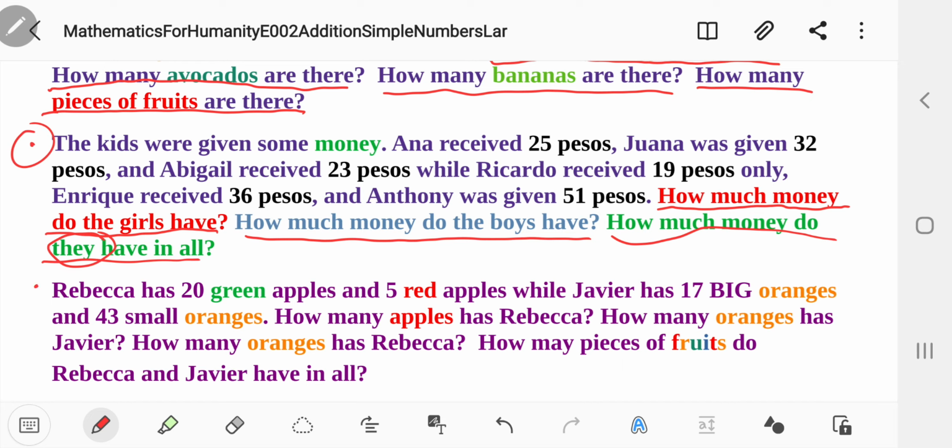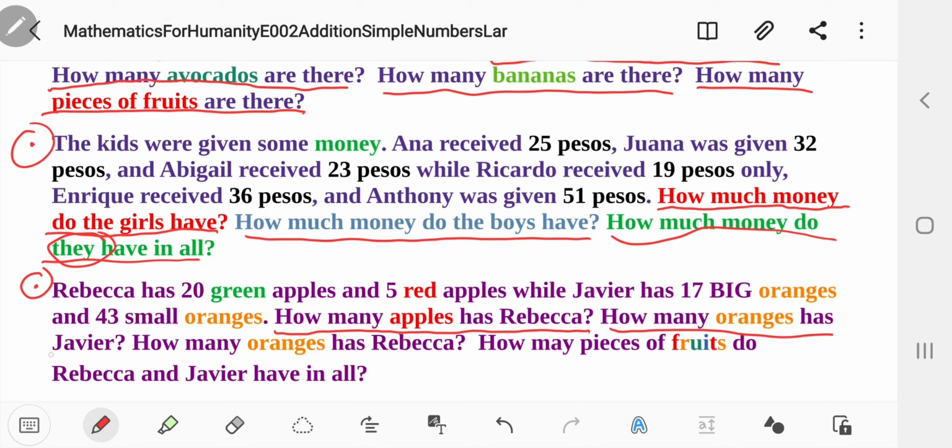And the last problem is, Rebecca has 20 green apples and 5 red apples, while Javier has 17 big oranges and 43 small oranges. Now the questions are, how many apples has Rebecca? It did not specify green or red, it just said apples. So, how many apples has Rebecca?